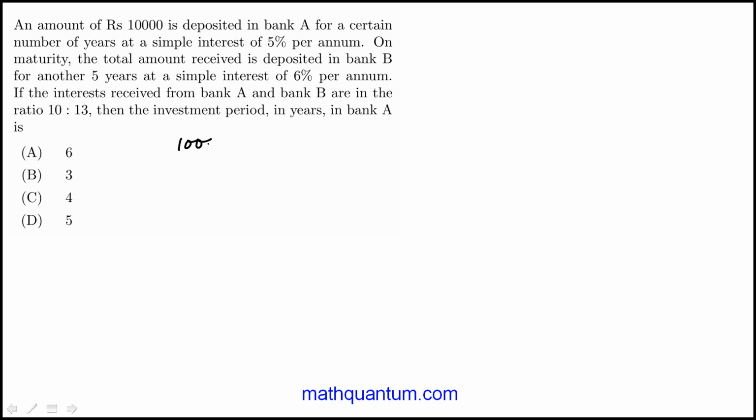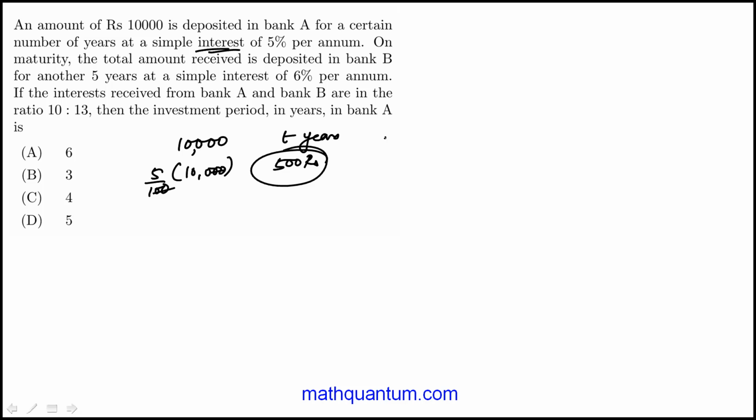So here we'll set this up algebraically. We're starting with 10,000 rupees deposited for a number of years. I'm going to call that T years. And it's earning simple interest, 5%. So the annual interest would be 500 rupees. And it would be the same for every year.